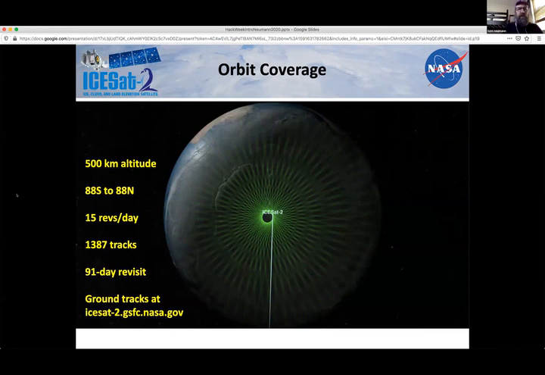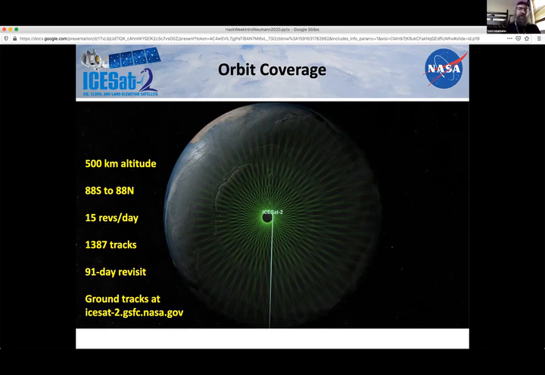From our 500-kilometer altitude, the spacecraft covers from 88 degrees south to 88 degrees north. It makes 15 revolutions around the Earth every day. And that orbit repeats every 91 days. If you do the math on that, you'll find out that there's 1,387 unique ground tracks. And for each one of those ground tracks, there are the 6 individual beams draped around it.